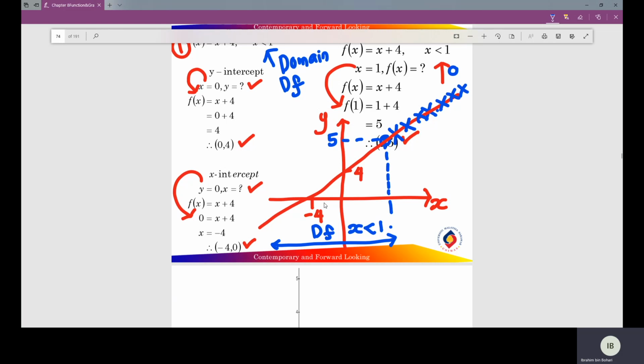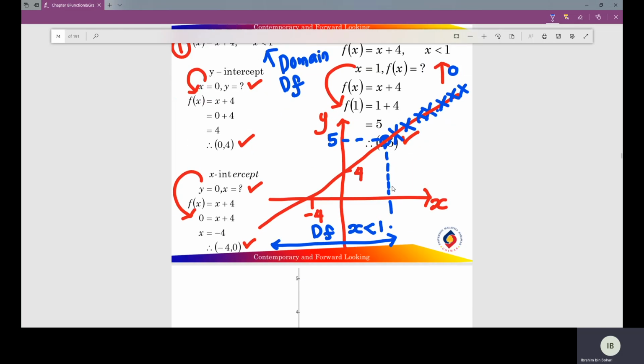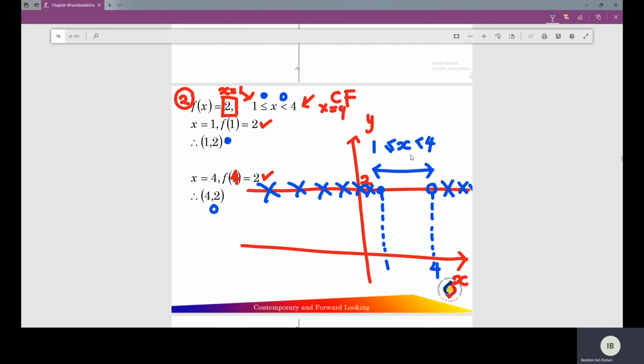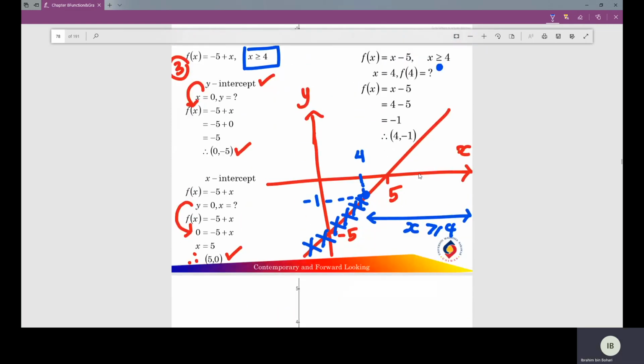Okay. So first function f(x) equals x plus 4. You just sketch this function for x less than 1. And here between 1 and 4. And then number 3 here, x greater than or equal to 4. So you combine all the piecewise functions here.